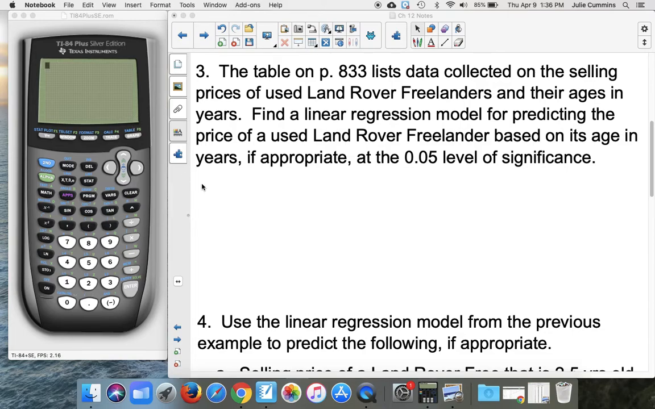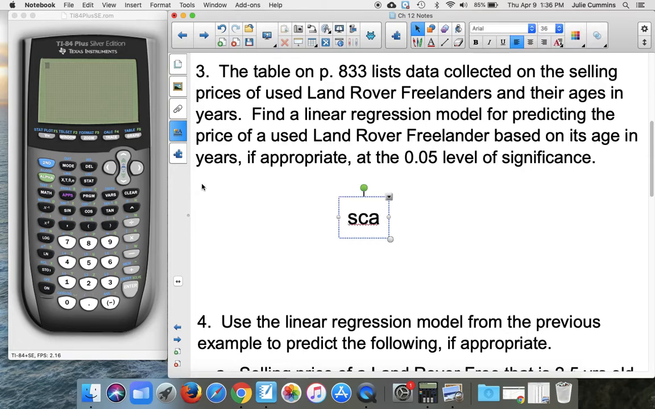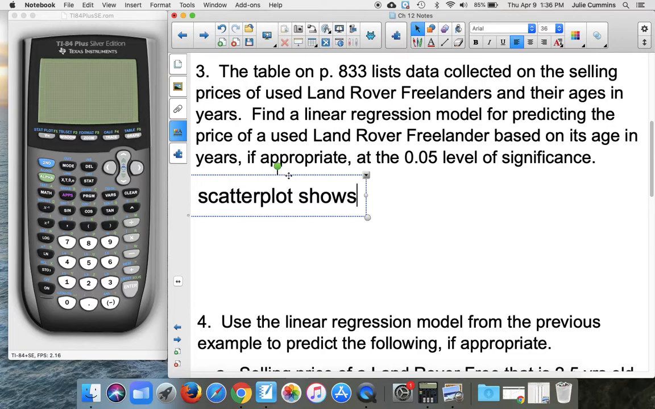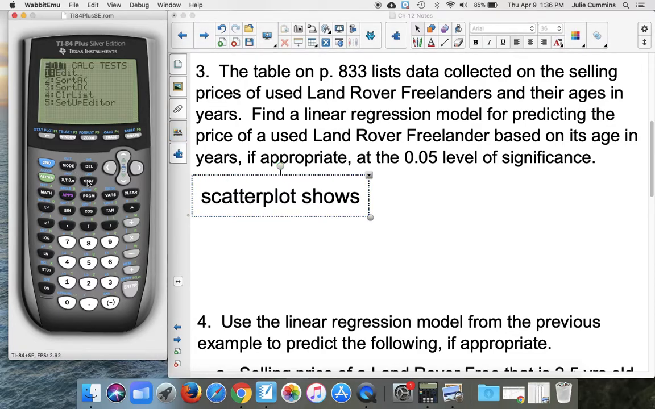So to do this, the first thing we want to check is, is this even appropriate? Okay, it's a linear regression model, so we want to look at the scatter plot, and we want to see, is it even a linear situation? If it's not, we're not going to bother with this problem. So you're going to go to your calculator and edit. If you have to clear list L1 and L2, you can, but I went ahead and put my data in already. So here's L1 and L2.